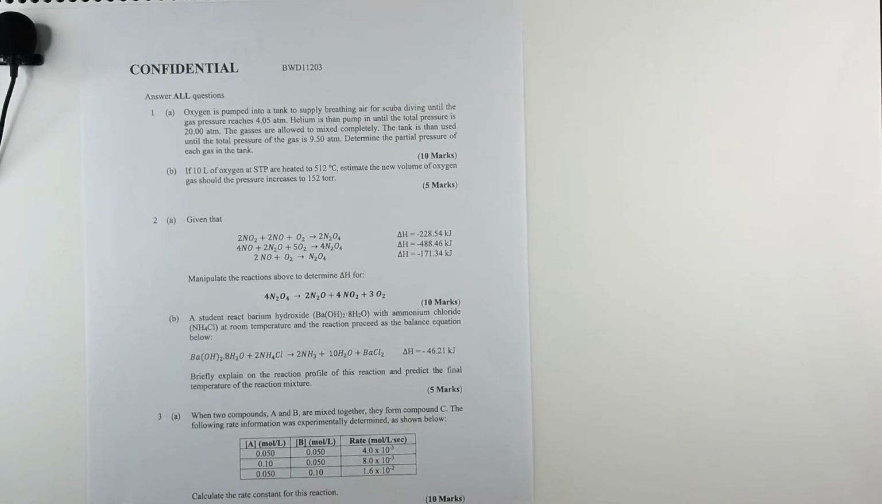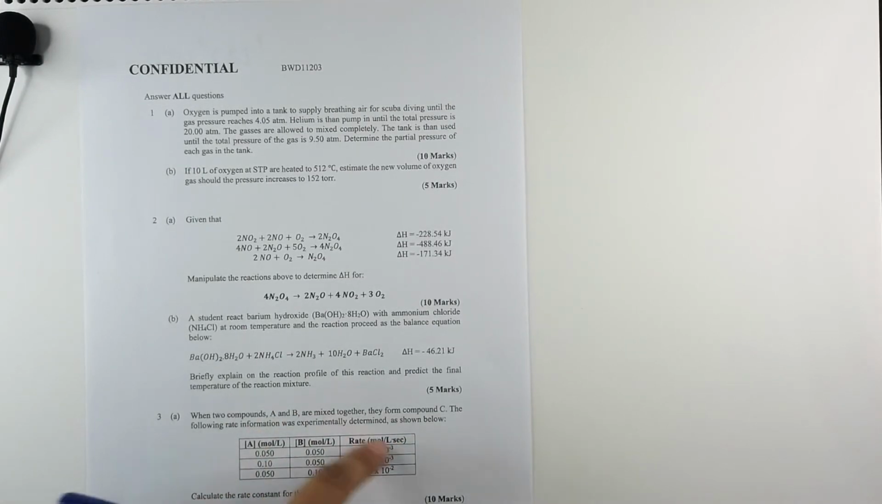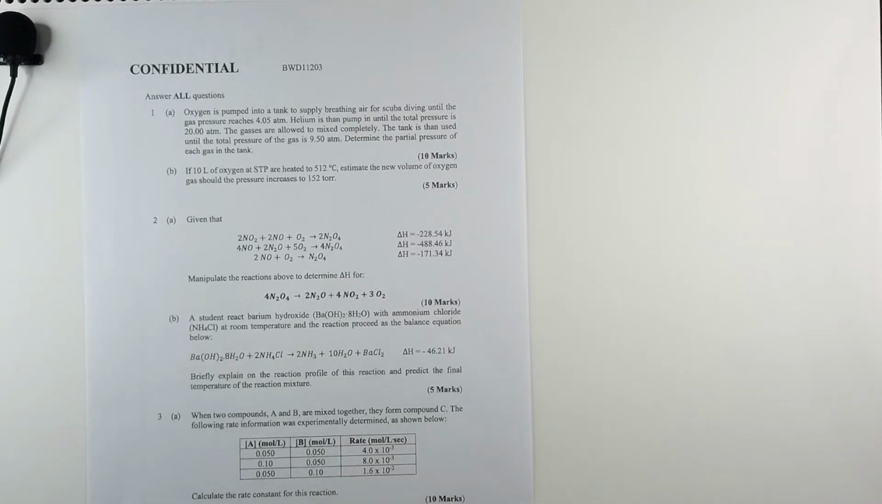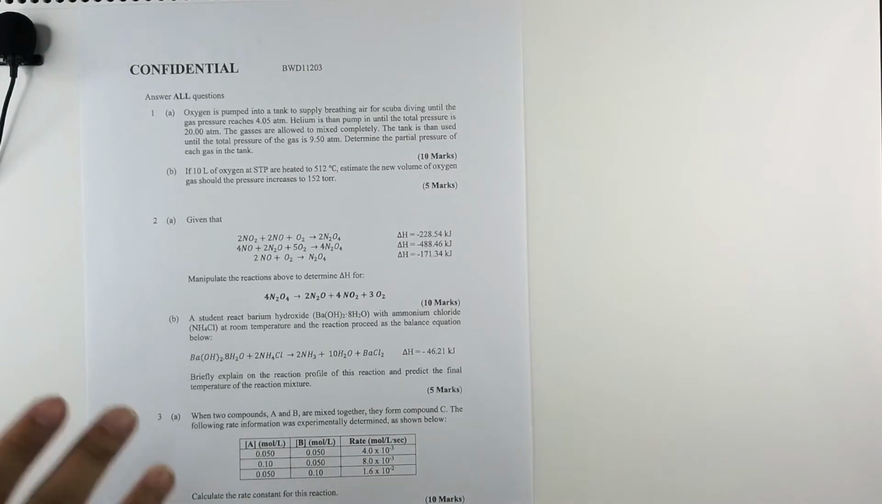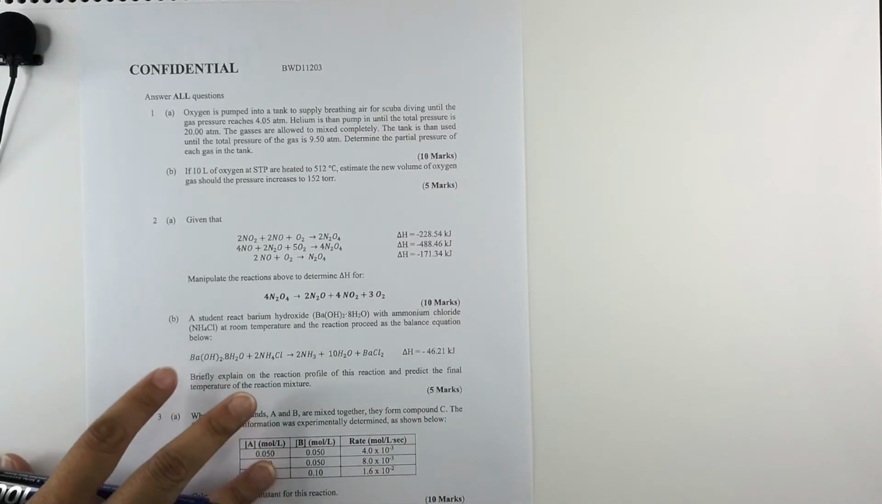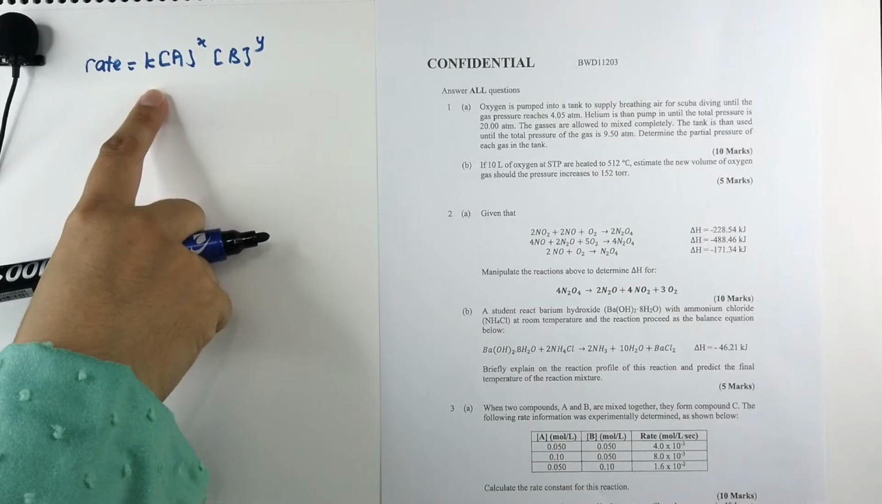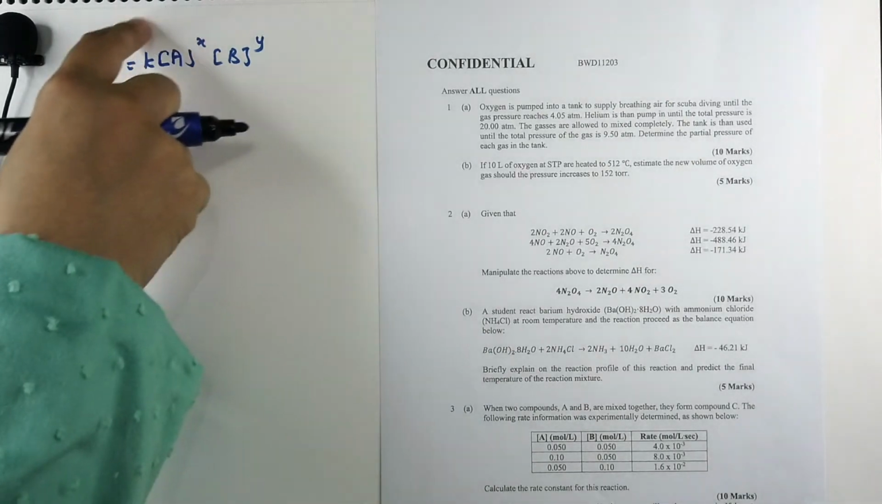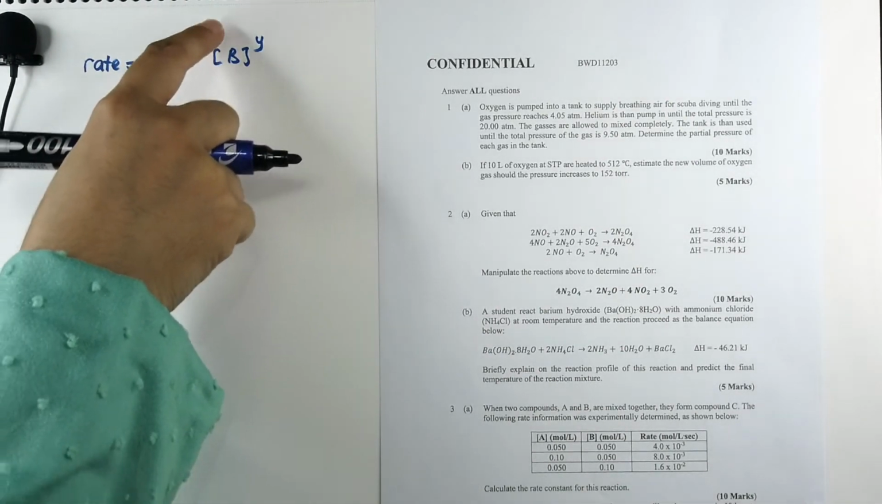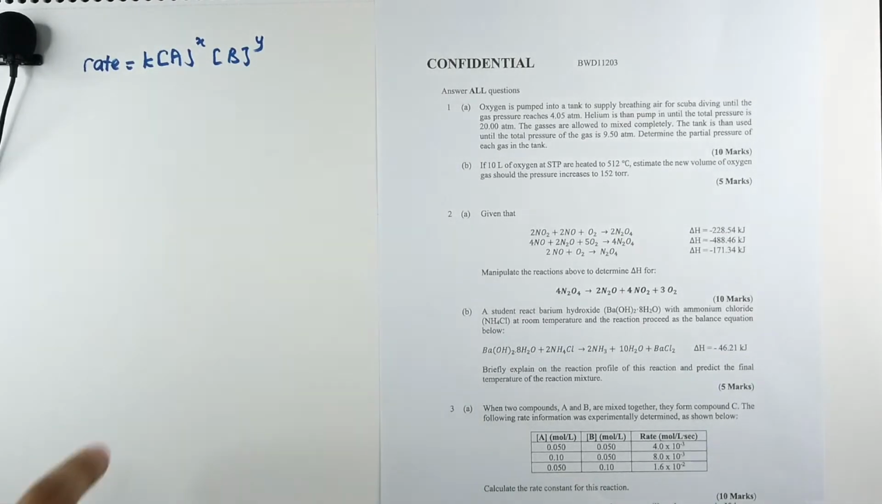Question number 3A. You were given this table and you were asked to calculate the rate constant for this reaction. In order to find the rate constant, the first thing you need to do is write the rate law for this reaction. Since your reactants are A and B, the rate law is k[A] to the power of x, [B] to the power of y. I've already written this here. Before you can get the value of k, you need to know the value of x and the value of y.